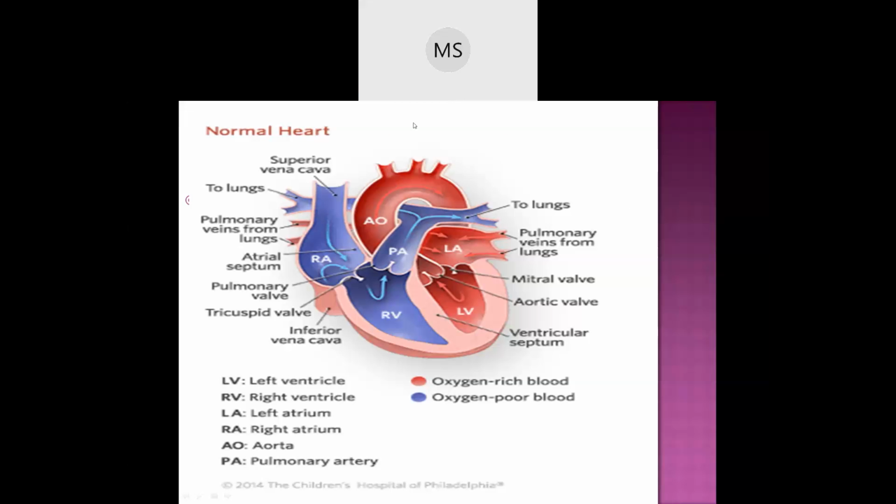Okay, you say like that. Okay, ma'am. When the blood comes from the lungs, it first enters the superior vena cava. Not lungs. It's not lungs. It will come not from the lungs, but lungs will be afterwards. Okay, ma'am. When the deoxygenated blood enters the heart, it first enters the superior vena cava to the right atrium.